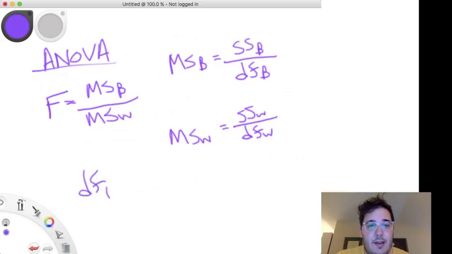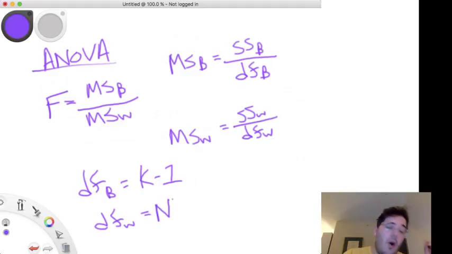Degrees of freedom between equals k minus 1, where k is the number of groups you have, or the number of levels within that IV. So for that Advil example, it'd be 3 minus 1, so you'd have 2. Degrees of freedom within is your big N, capital N, which is all your unique participants, minus k, where in this case it's the total number of cells, or the total number of unique combinations of things. This will come up as more important when we do a two-way ANOVA, to be able to correctly count how many cells or how many unique combinations of IVs you have.